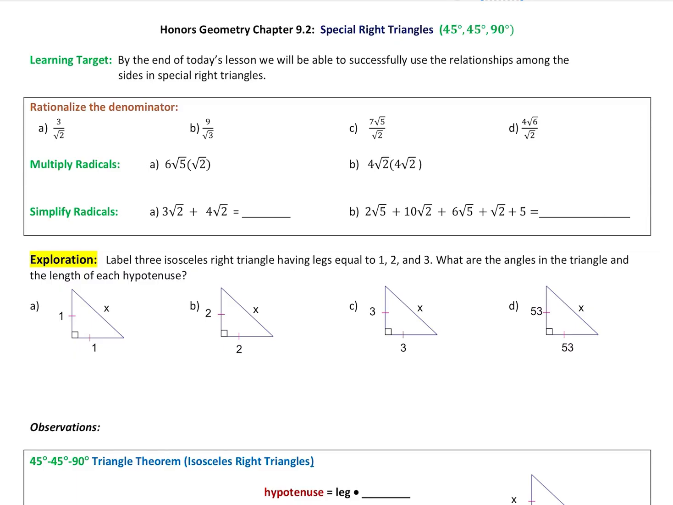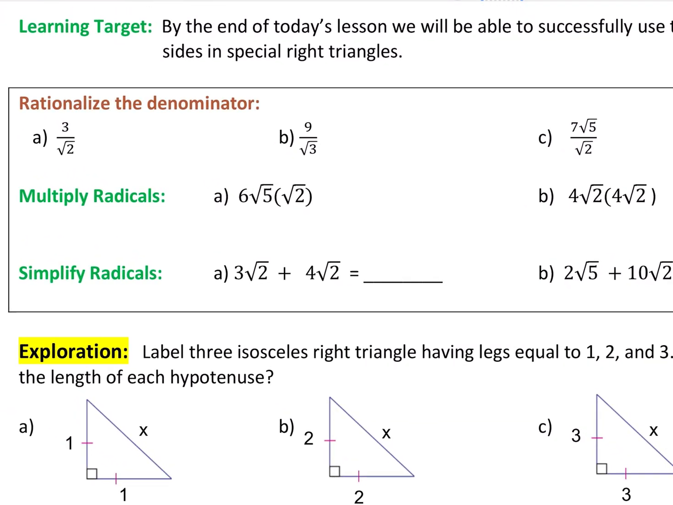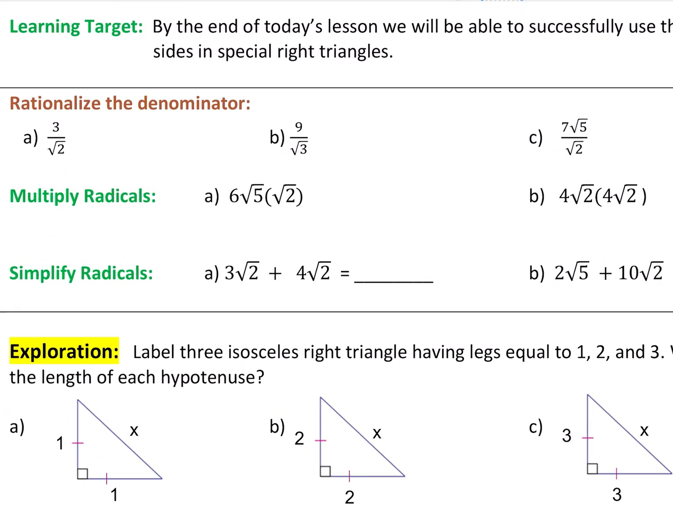It is not considered to be simplified if you have a square root in the denominator of a fraction. So what we're going to do is get rid of any square root down below. What we learned the other day is that when you take any square root or any radical and multiply it by itself, it poofs away the square root and you get what is inside. So square root of 2 times square root of 2 gives you 2.